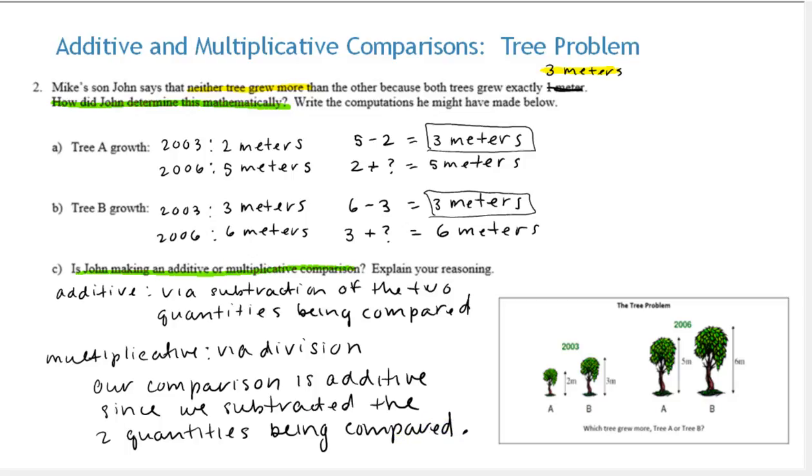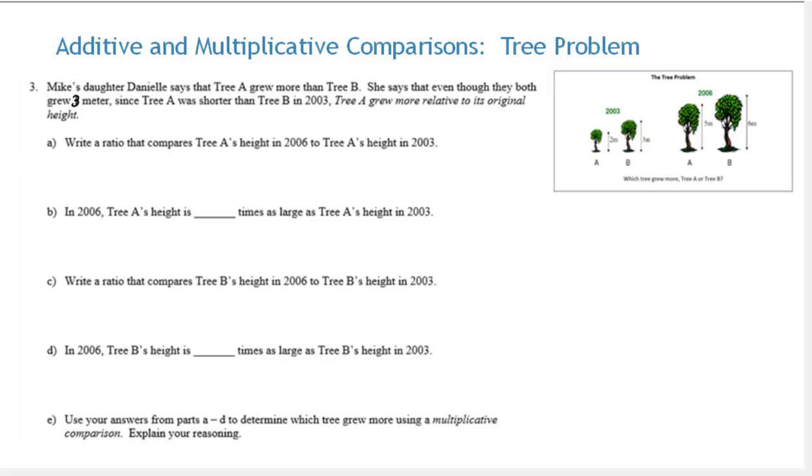Now let's look at the next part. Mike's daughter Danielle says that tree A grew more than tree B. She says that even though they both grew 3 meters, since tree A was shorter than tree B in 2003, tree A grew more relative to its original height. Okay. So let's take a look at what her thinking is saying.